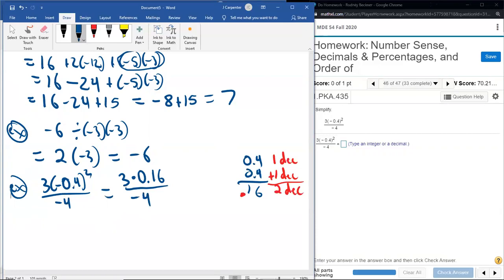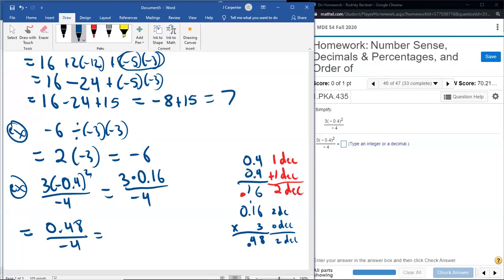3 times 0.16, again, if you want to, I actually like putting the longer number on the top. 6 times 3 is 18. And again, calculators are fine, but it's good to have these skills by hand. 1 times 3 is 3, plus the 1 is 4, so we get a 48. There's 2 decimals, there's 0 decimals, which means we need 2 in the answer, so that would be 0.48. So this is 0.48 divided by negative 4.